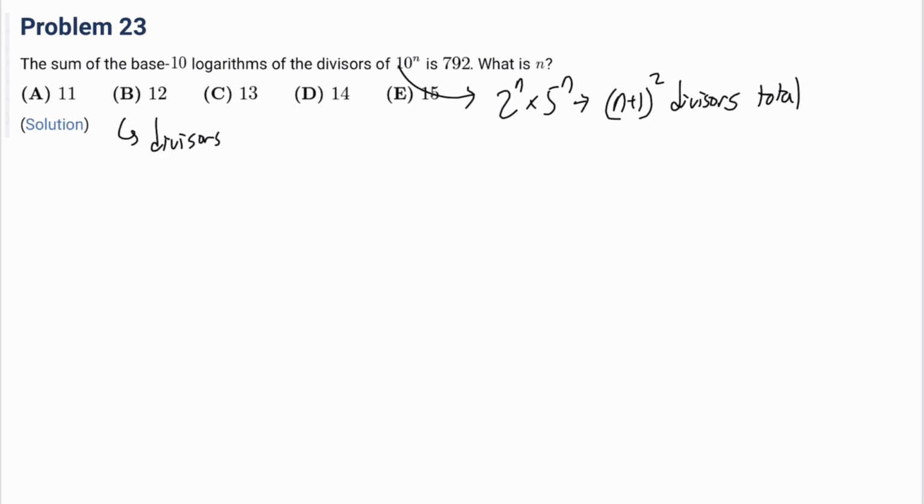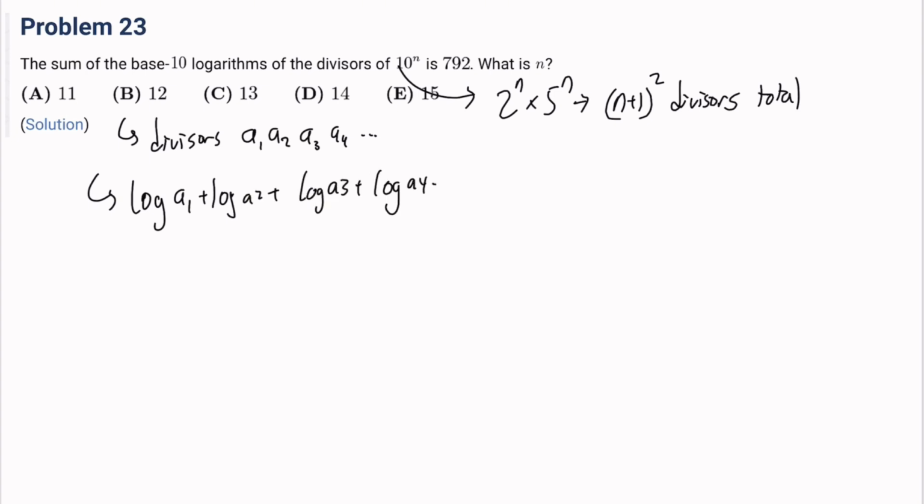are a1, a2, a3, a4, all the way, right, like that, then that's going to be log of a1 plus log of a2 plus log of a3 plus log of a4 plus all the way, right? And so this is going to be log of a1 times a2 times a3 times a4, all the way like that, and this is going to be equal to 792.